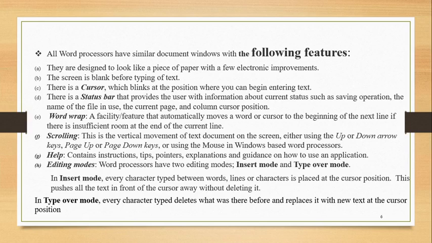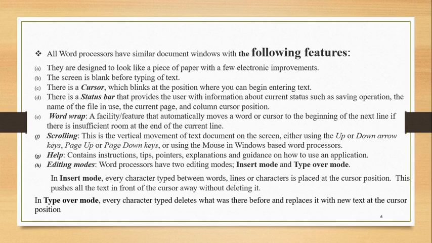Then all word processors have similar document windows with the following features. They are designed to look like a piece of paper with a few electronic improvements. The screen is blank before typing any text. There is a cursor, which is at the position where you can begin entering text. There is a status bar that provides the user with information about the current status, such as the saving operation, the name of the file in use, the current page, the column where the cursor is, and also the word count.